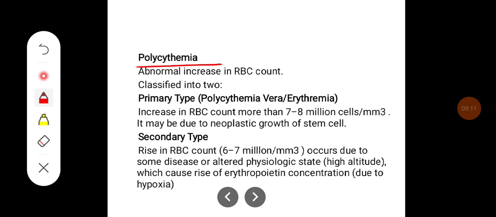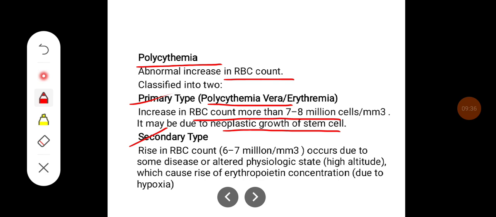Polycythemia: an abnormal increase in the RBC count is called polycythemia. It is classified into primary or secondary type. In primary, which is also called polycythemia vera or erythremia, there will be an increase in the RBC count to more than 7 to 8 million cells per cubic millimeter. It may also be due to neoplastic growth of the stem cell.